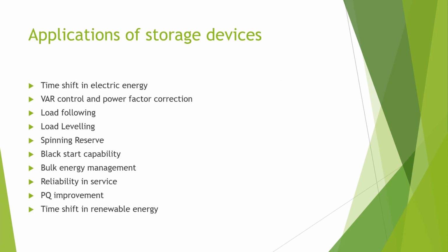So applications of storage devices in electrical power systems are summarized below. First one, time shift in electric energy. During off-peak hours when prices are low, energy is purchased, and when the price is higher, it can be sold. The energy which is stored can also be used to avoid expensive purchase during hours of high demand. Then comes VAR control and power factor correction.